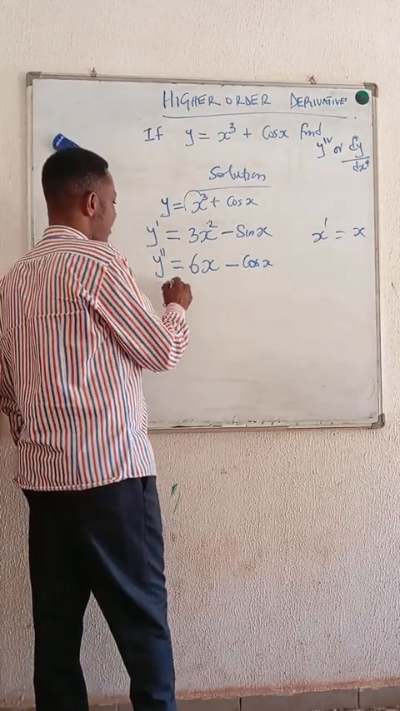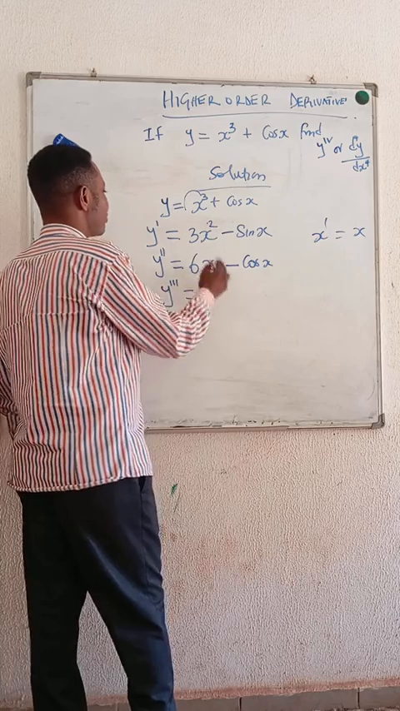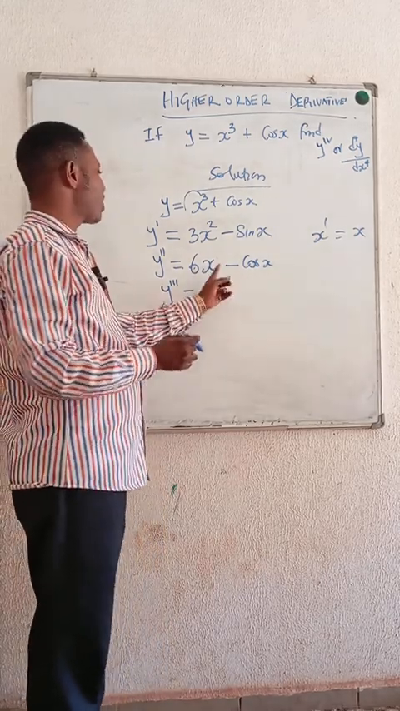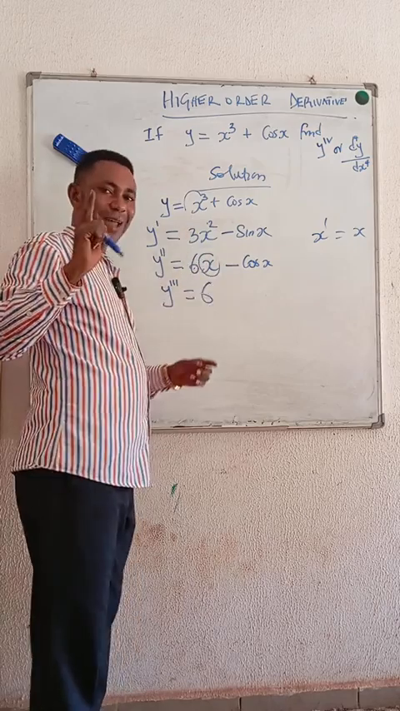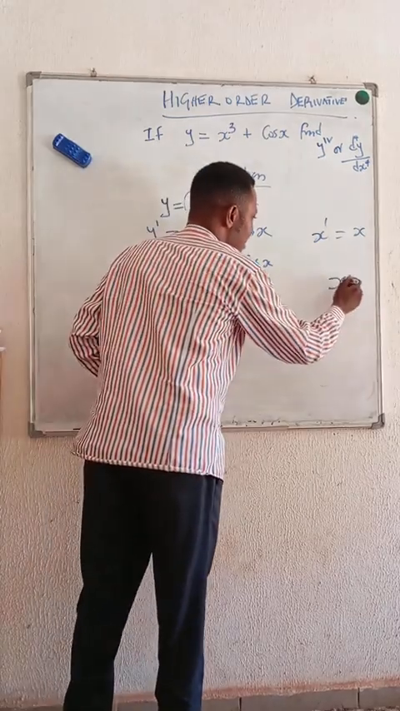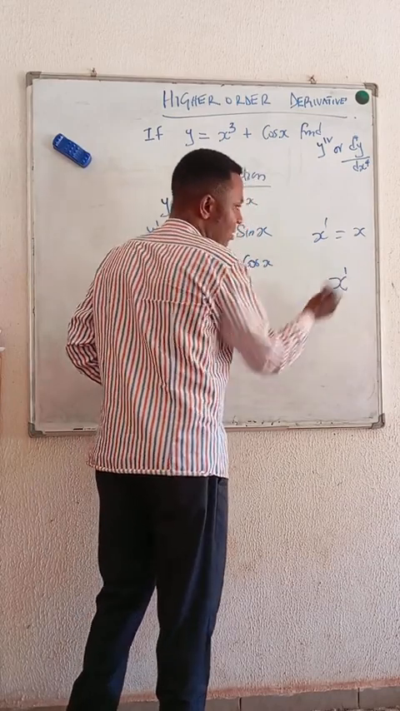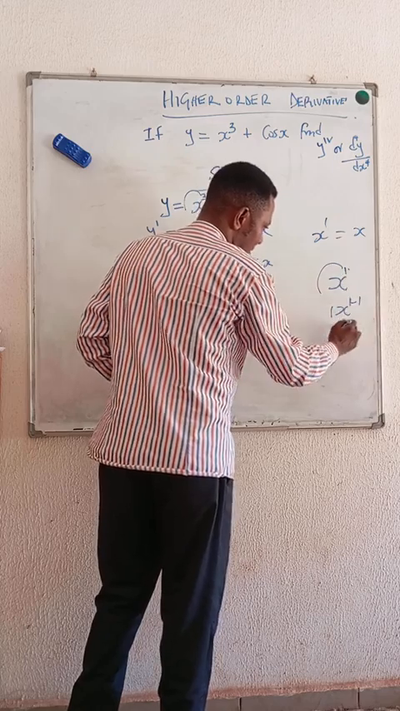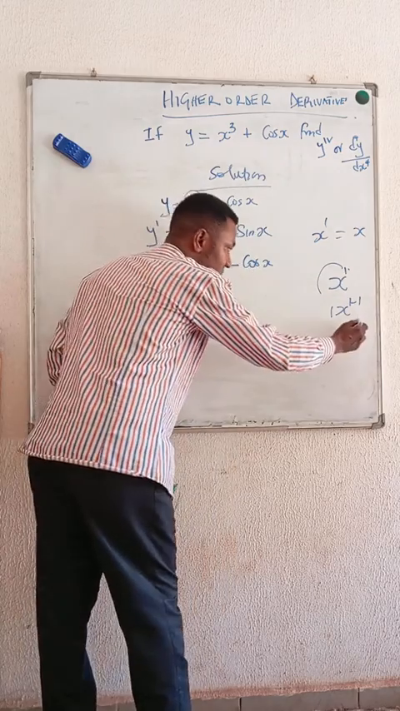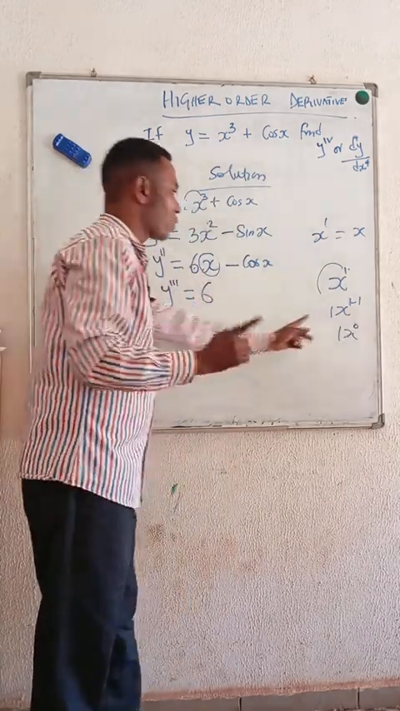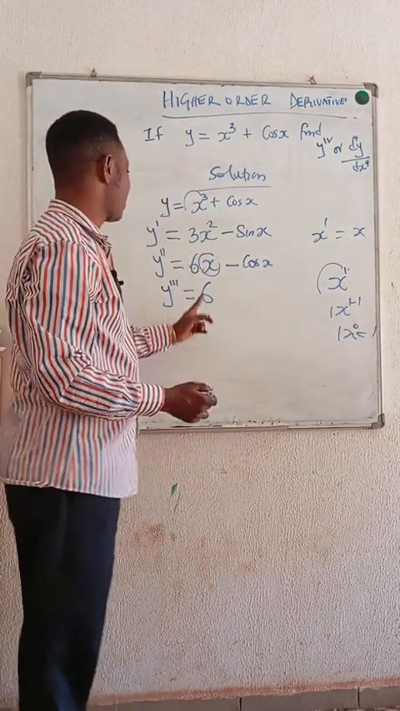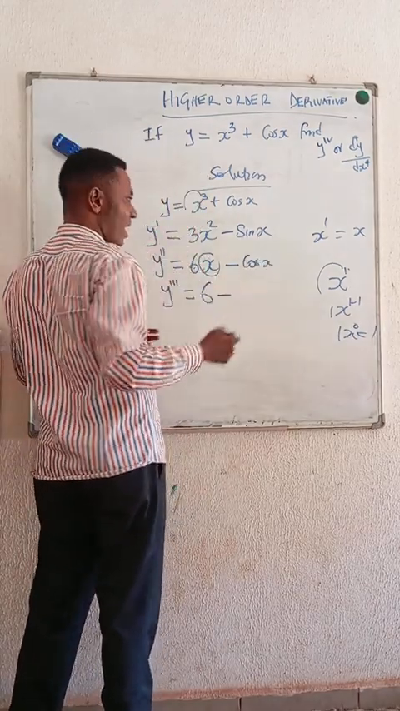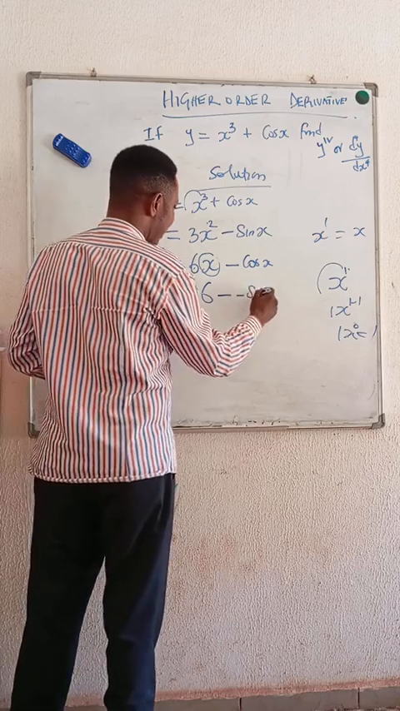Then the third derivative, y prime prime prime. Differentiating 6x, you have 6, because when you differentiate x you have 1. Look at it: x is to the power of 1, 1 is taken to the back, and you take 1 from the power. 1 minus 1 is 0, so x power 0 is 1, and 1 times 1 is 1. That is why we have 6. Minus, when you differentiate cos x, you have minus sin x.